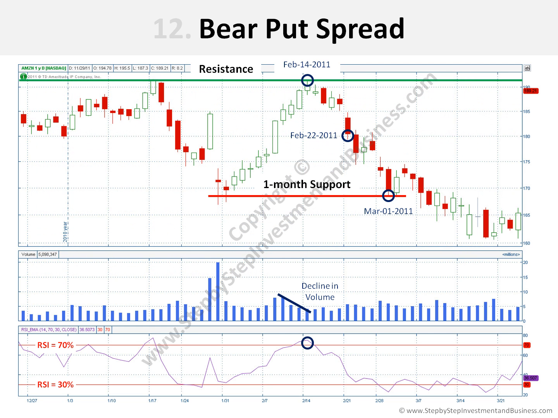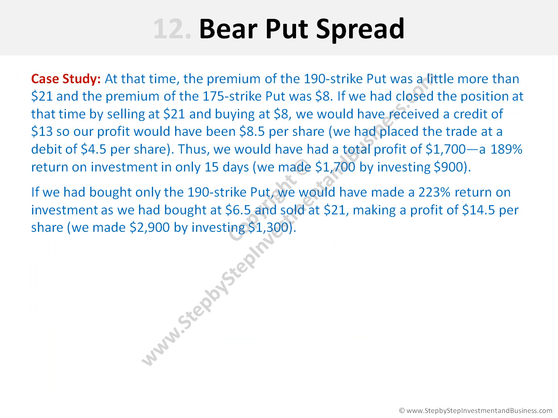As we had said, after February 22, the stock continued to fall until it reached the price of $169 on March 1st, touching the 1-month support. At that time, the premium of the 190 strike put was a little more than $21, and the premium of the 175 strike put was $8. If we had closed the position at that time by selling at 21 and buying at 8, we would have received a credit of $13, so our profit would have been $8.5 per share, because we had placed the trade at a debit of $4.5 per share.